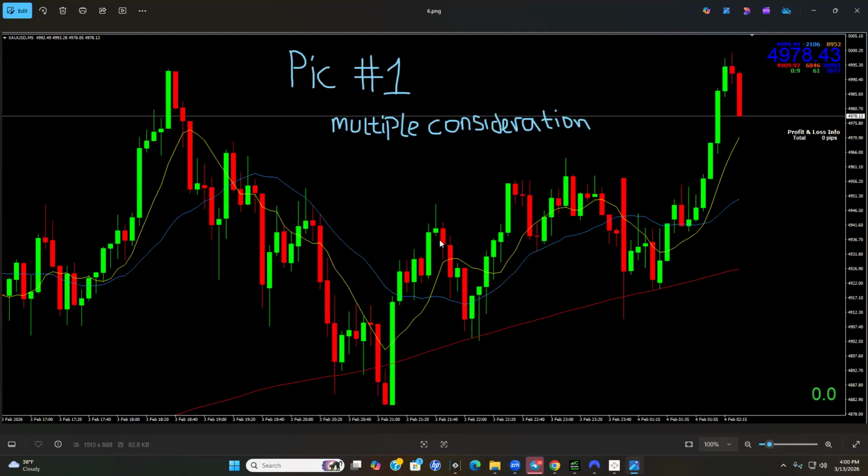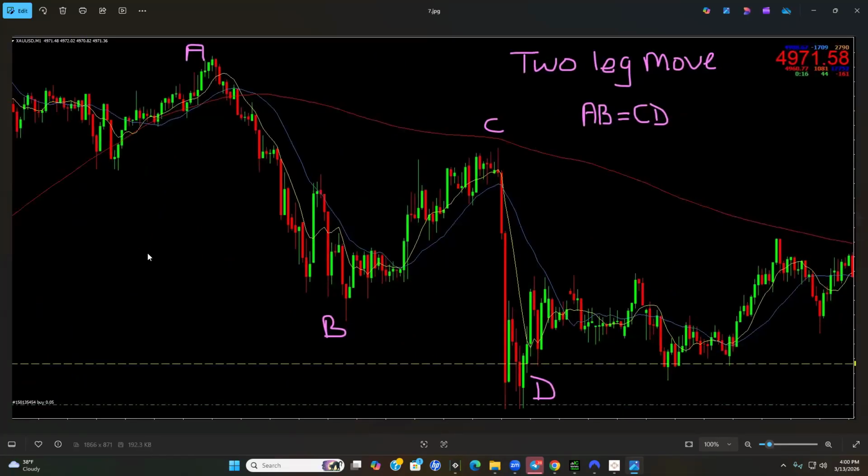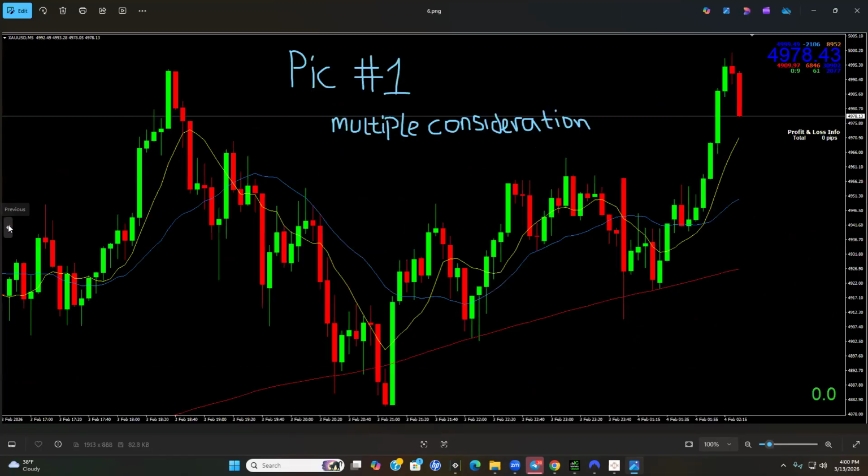Okay. This one basically says multiple considerations. There's picture 1 there. Okay, let's consider multiple considerations here. This is geared towards making you a more robust trader, a trader that is observant. I don't know if you guys can observe some things. Just tell me anything, one thing each that you can see here.